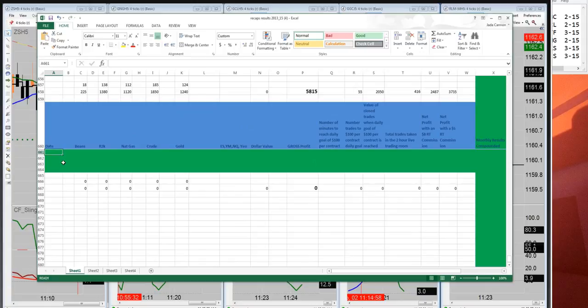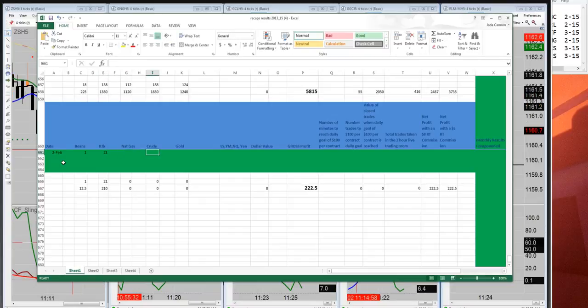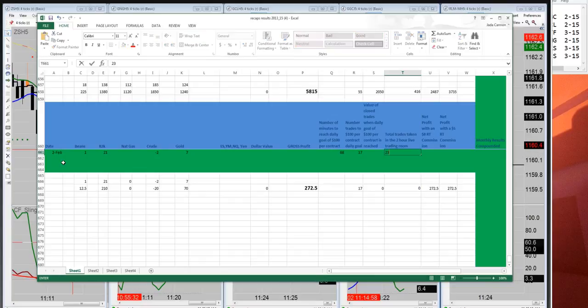All right, here we go. Today is 2 February. In the soybeans today, we got 1 tick profit. In the Russell today, we got 21 ticks profit. In gas today, we got nothing. In crude oil today, we lost 2 ticks. And in gold today, we made 7 ticks. Alright, so we're at 272.50. Today, it took us 68 minutes and 17 trades to get to our goal for the day. Total number of trades taken, 5, 10, 15, 20, 21, 22, 23. 23 trades.